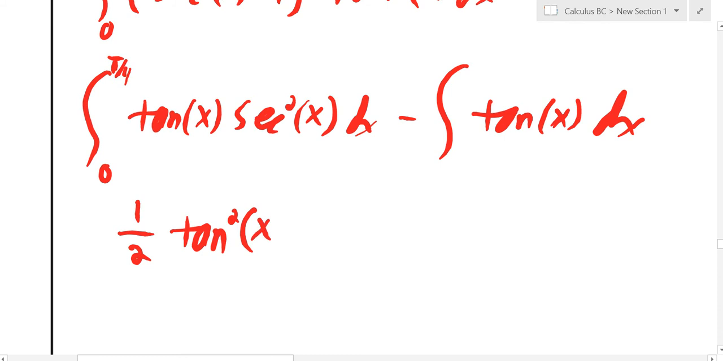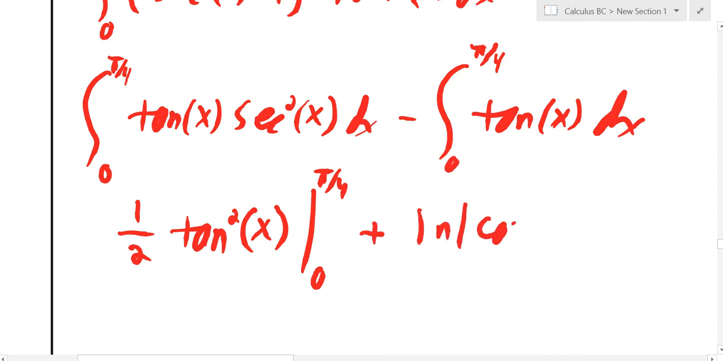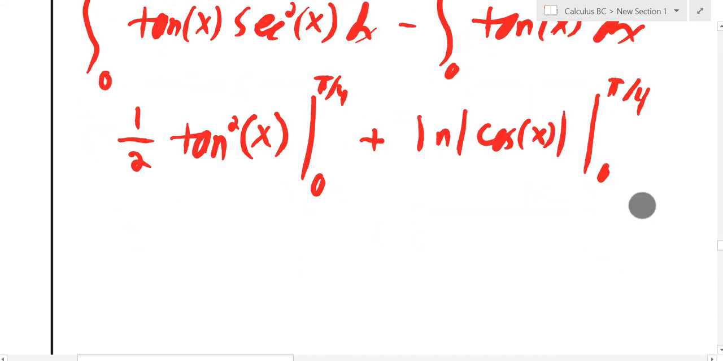1/2 tan squared x, and that's from 0 to pi over 4. This is also from 0 to pi over 4. Minus integral tangent is negative ln of cosine, so that becomes plus ln absolute value cosine x, and that's also from 0 to pi over 4.